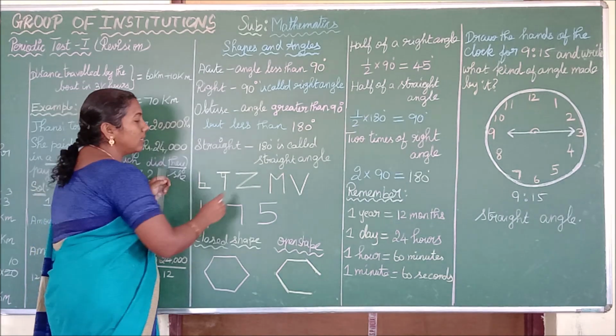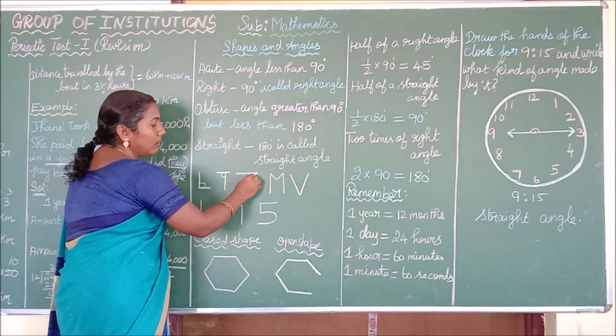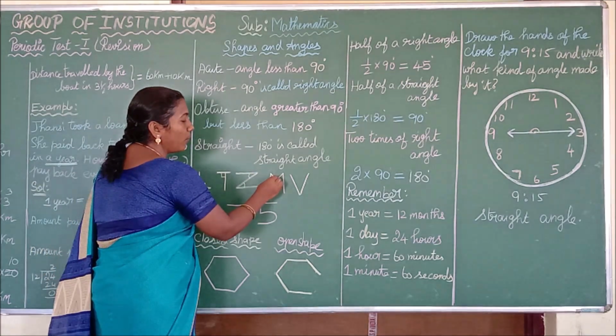90 degree. This is alphabet Z. What type of angle are you seeing here? What type of angles are these? Yes, acute angle. See here. What type of angle are these?